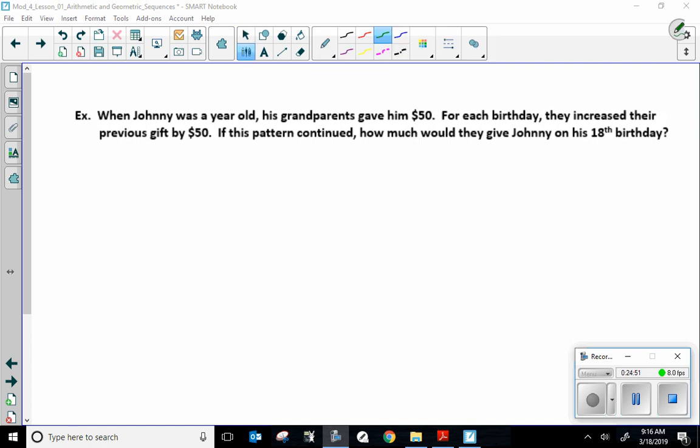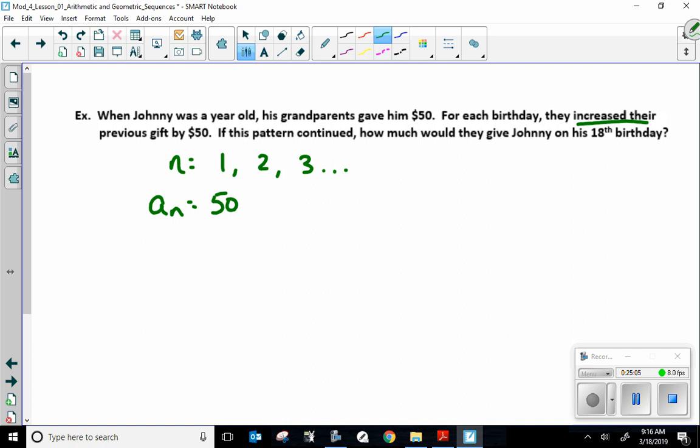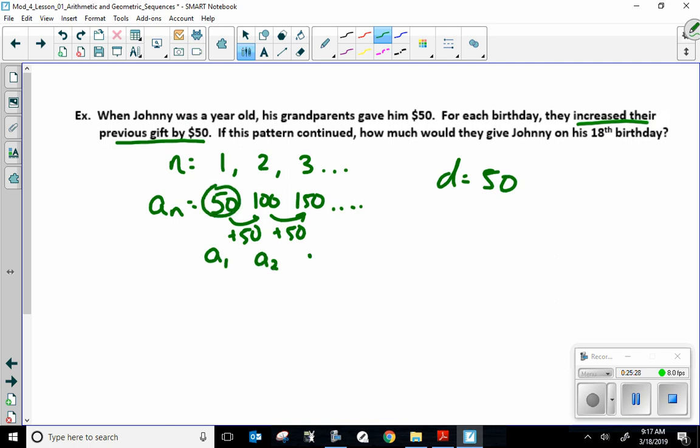18th birthday? So if my n's are 1, 2, 3, and so forth, my a sub n's, on his first birthday, they had 50. They took the previous amount and increased it by 50 bucks each time. So I'm adding 50 to 100, adding 50 to 150, and so forth. So this is obviously arithmetic. My common difference is 50. My first term, a sub 1, is 50. A sub 2 is 100. A sub 3 is 150, and so forth.